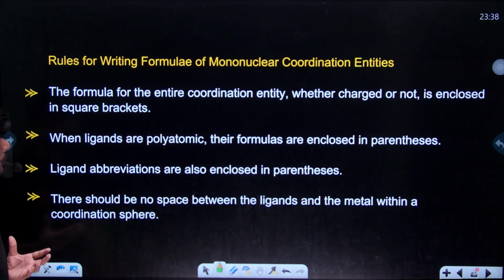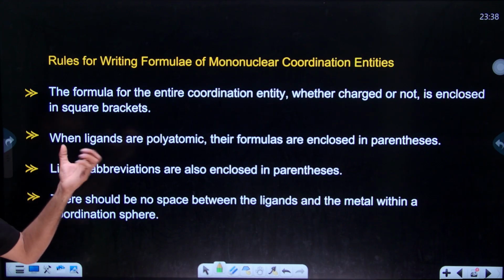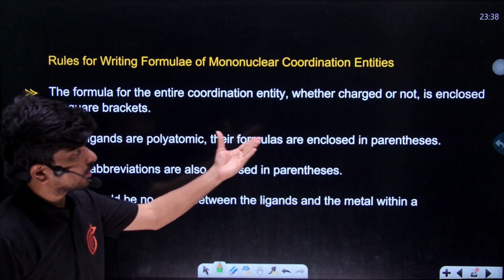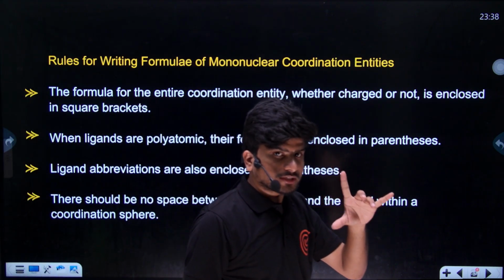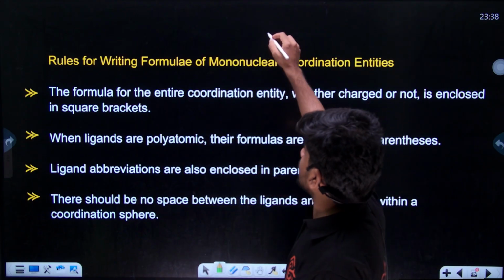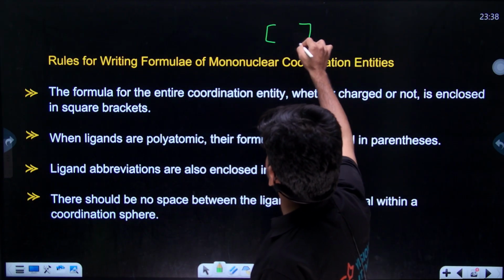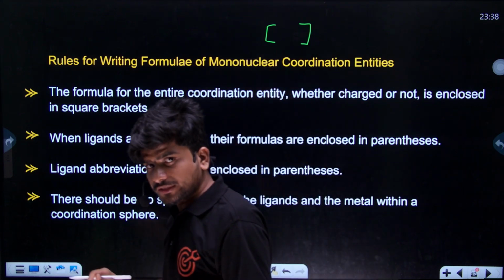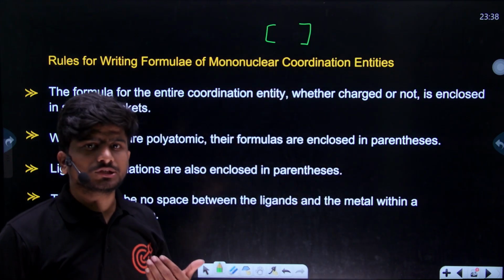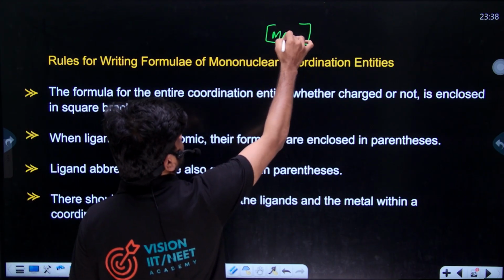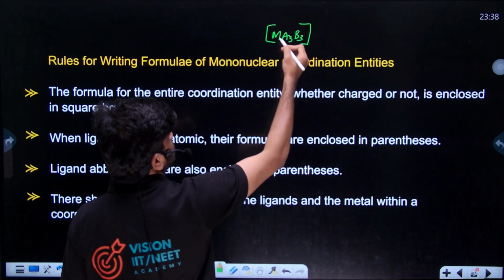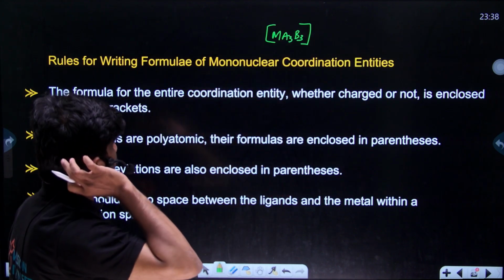The next one: the formula for the entire coordination entity, whether charged or not charged, is enclosed in a square bracket. We have seen at the start itself, this part is called the coordination entity. Whether it is charged or uncharged, you will write it in a square bracket. Suppose you write MA3B3, this is an example. So you will write this in square brackets.